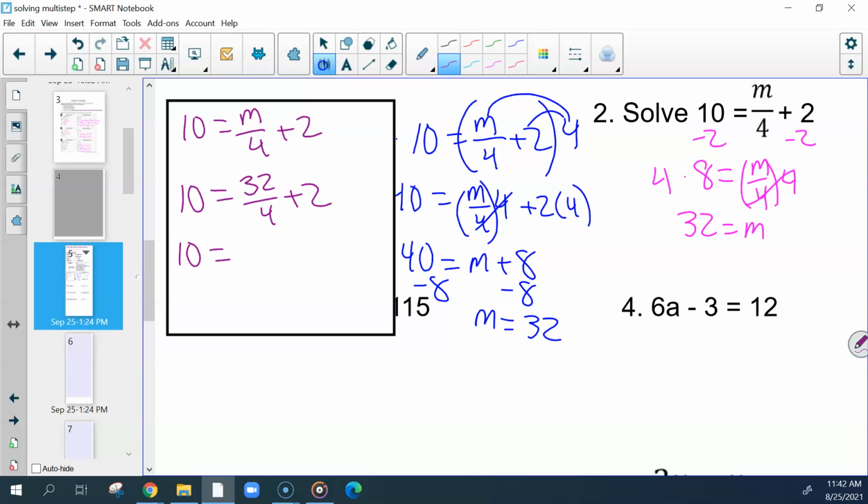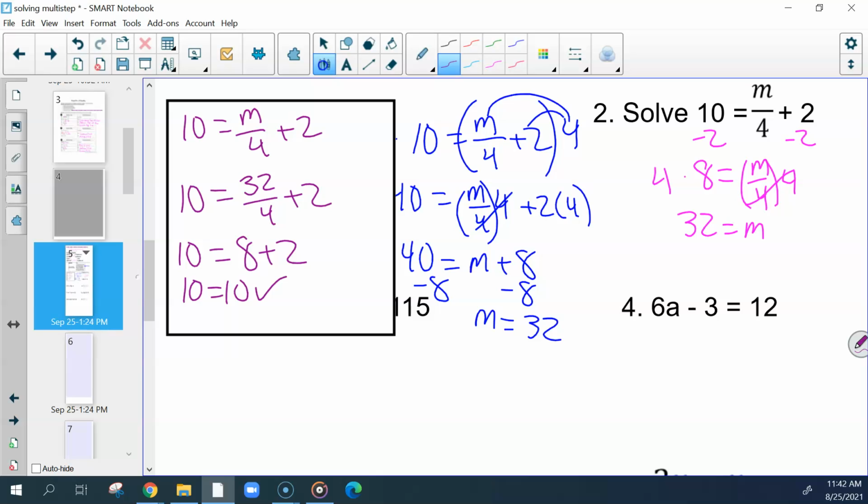Not 4, not 12. 8. I was gonna say you're close. It's somewhere in between that. 8. And 8 plus 2 is 10. That works. I know this is my solution. I don't need to fix anything.